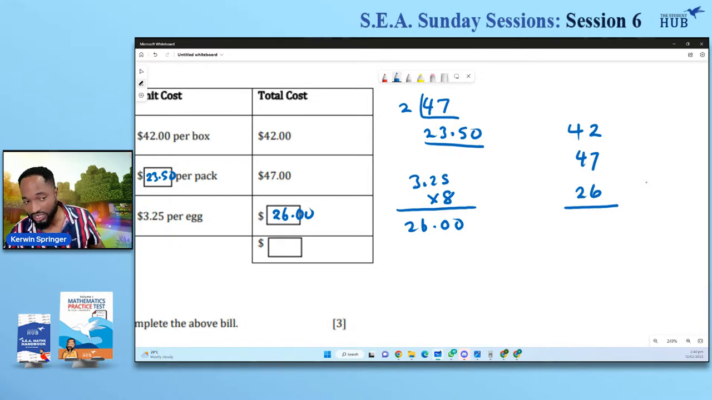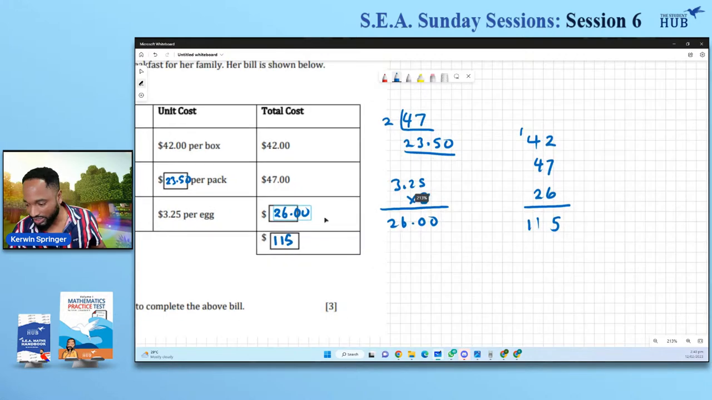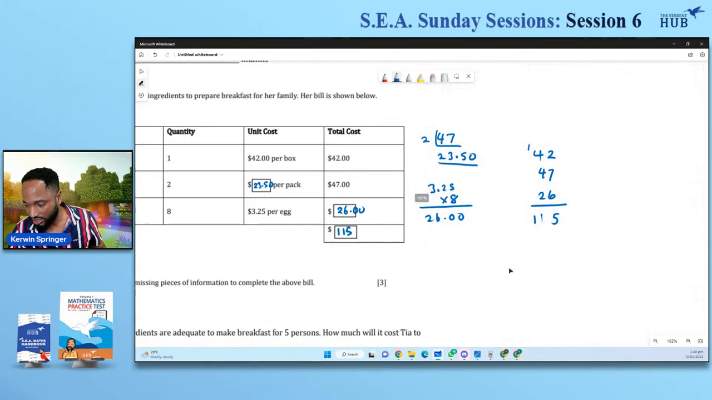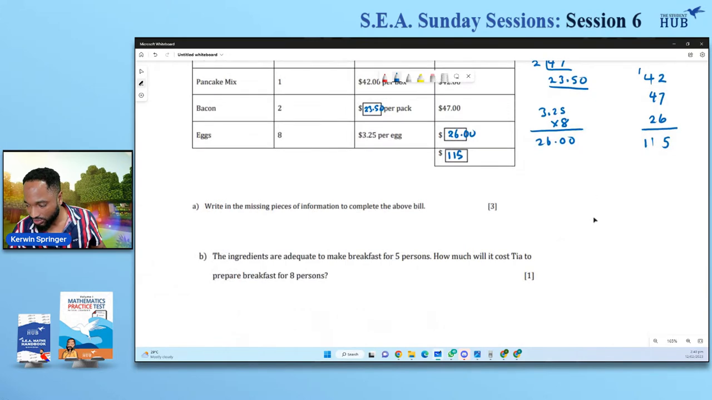8 and 2. My mind's still silently working out the question from before. 9 and 2. Right. So 115. So all of these questions is free marks. This is just addition and multiplication. We get 3 marks there.